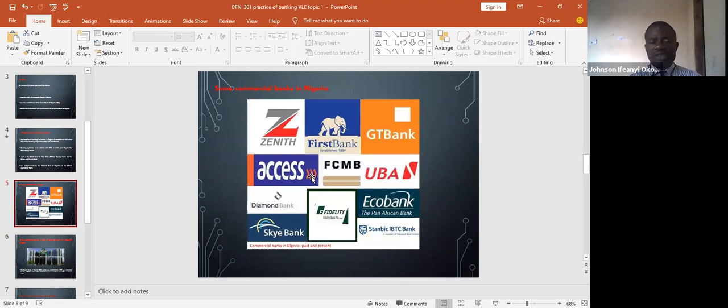It is also good to note that as of date, we have some commercial banks in operation in Nigeria. Although some of them have come and gone with the passage of time, it's good to get to know some of these banks, as I know even as students you have accounts in some of them. We have Zenith Bank, First Bank, GT Bank, Access Bank, FCMB, that's First City Monument Bank, United Bank for Africa, Ecobank and all that. Even in this picture, you also have Diamond Bank, but it is of note that Diamond Bank no longer exists. It was acquired by Access Bank.